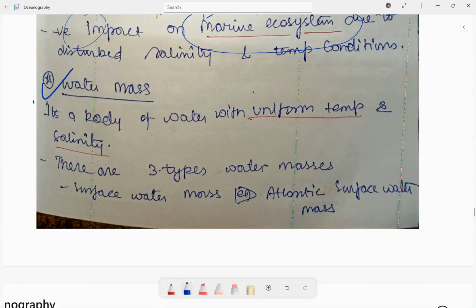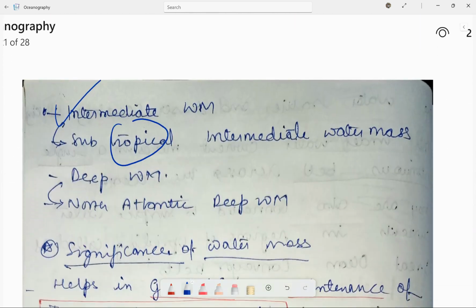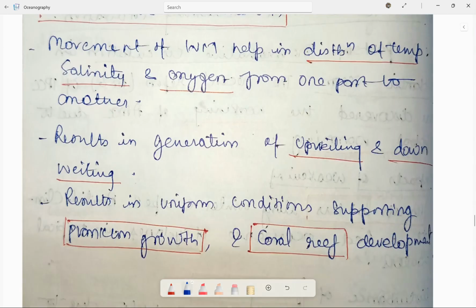नेक्स्ट कंसेप्ट आता है वाटर मास. जैसे हमने पढ़ा था एयर मासेस, जहाँ पे फ्रीक्वेंसी ये सब बहुत स्टैंड स्टिल एयर है. सिमिलरली वाटर मास भी ऐसा सिचुएशन है जहाँ पे टेम्परेचर एंड सैलिनिटी दे आर यूनिफॉर्म. तीन तरह के वाटर मास होते हैं. एक होता है सरफेस वाटर मास, जैसे कि अटलांटिक सरफेस वाटर मास. इंटरमीडिएट वाटर मास, जैसे कि सब ट्रॉपिकल या फिर इंटरमीडिएट वाटर मास. एंड द थर्ड इज डीप वाटर मास, विच इज नॉर्थ अटलांटिक डीप वाटर मास.